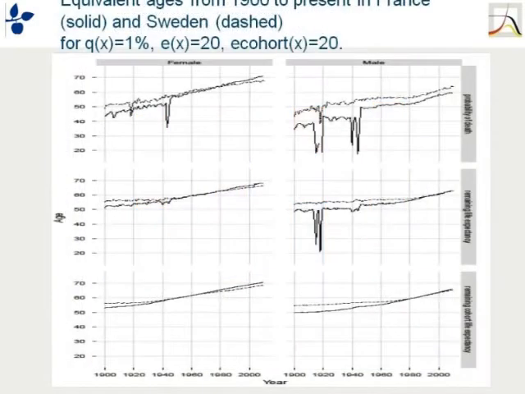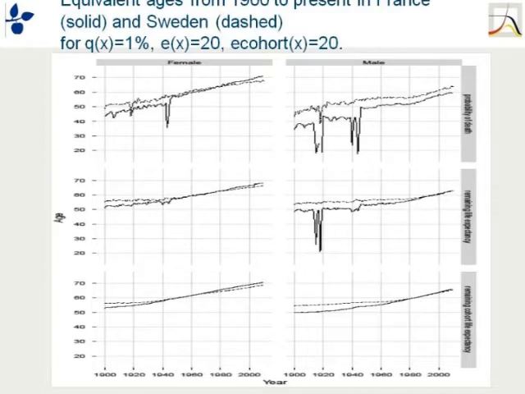So Sergei Scherbov and Warren Sanderson and others in Vienna have been working on this, have done a lot of pioneering work on this, and they've suggested that we use remaining life expectancy, ages of equivalent remaining life expectancy, as a measure of equivalent age, rather than ages of equivalent mortality.